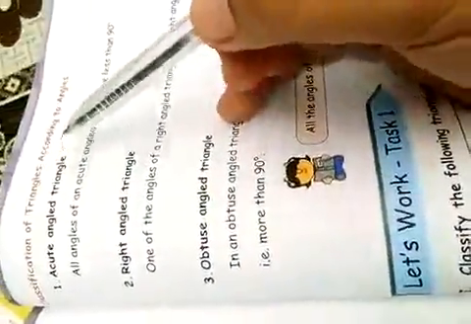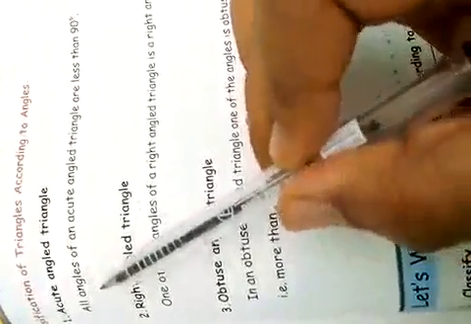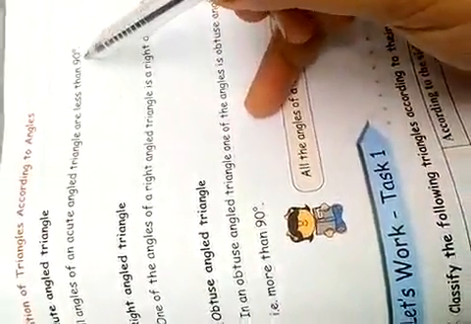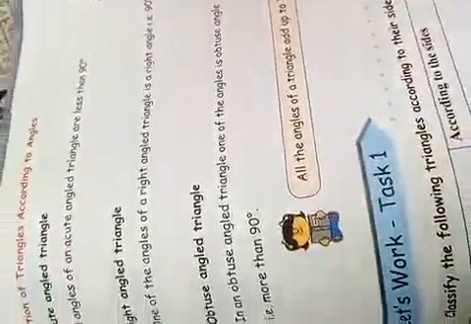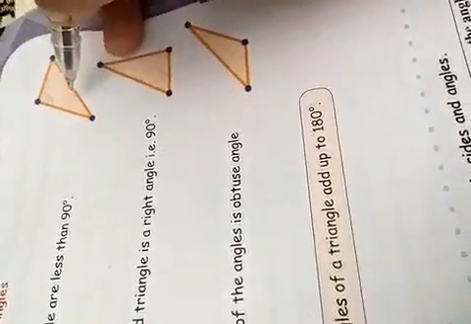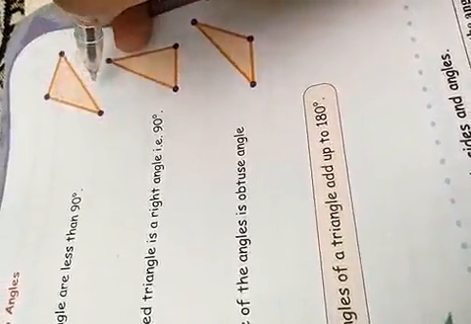Now we can classify triangles according to angles. Acute angle triangle. All angles of an acute angle triangle are less than 90 degrees. We all know that triangles have 3 angles, the first angle, second angle and third angle, the interior angles. And when all 3 angles are less than 90 degrees, the triangle is called an acute triangle.